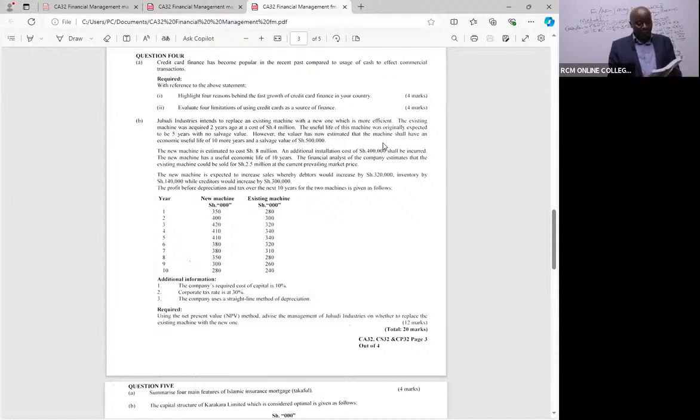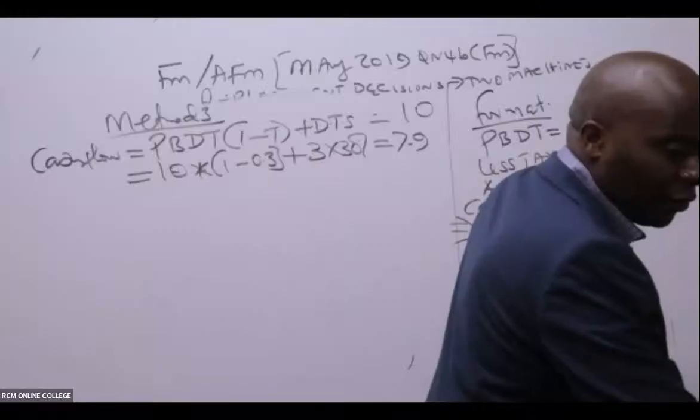So they've given us their additional information. The company's required cost of capital is 10%. Corporation tax rate is 30%. The company uses straight line method of depreciation. Now, ladies and gentlemen, this is a straightforward question where they want us to give them net present value.